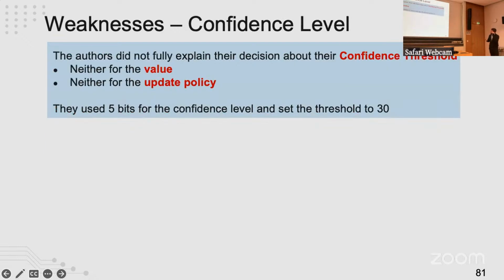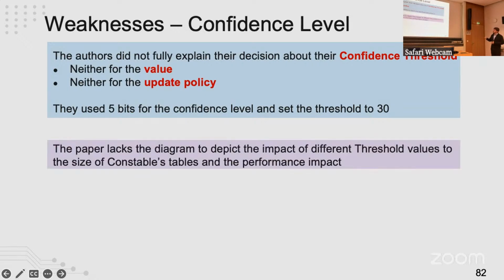Another weakness of that paper is that the authors didn't fully explain the decision about the confidence threshold, neither its value nor the update policy. It seems a little bit arbitrary, and they didn't thoroughly explain it. They used 5 bits for the confidence level, and they set the threshold number to 30. It would be nice if the paper had a diagram that depicts the impact of different threshold values on the size of Constable tables and the resulting performance impact.